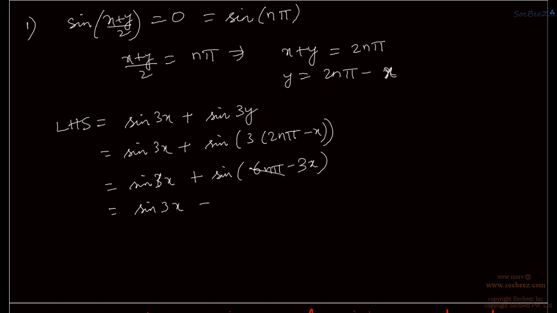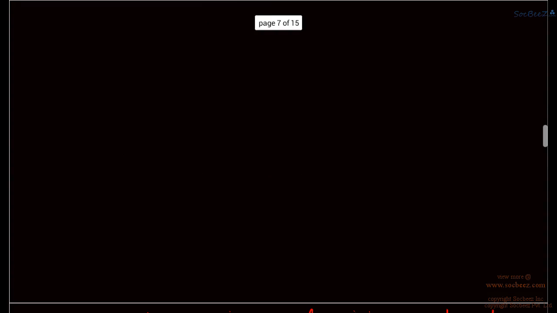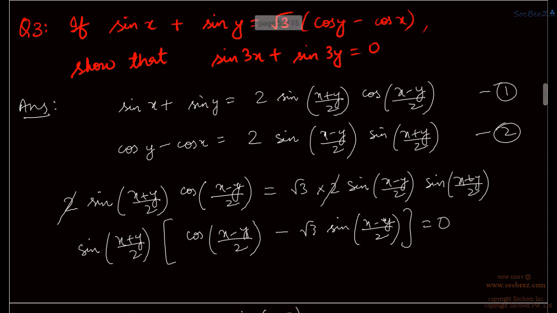Sin 3x plus sin of minus 3x, which is nothing but minus sin 3x. Hence this is equal to 0 as our RHS. So proven. But let's take the second case now. The second case is, the second one actually has more work and calculation here.